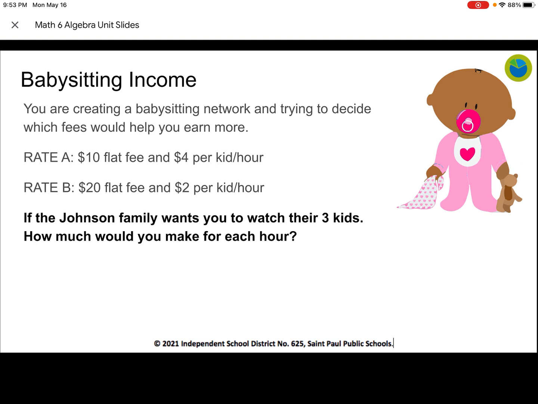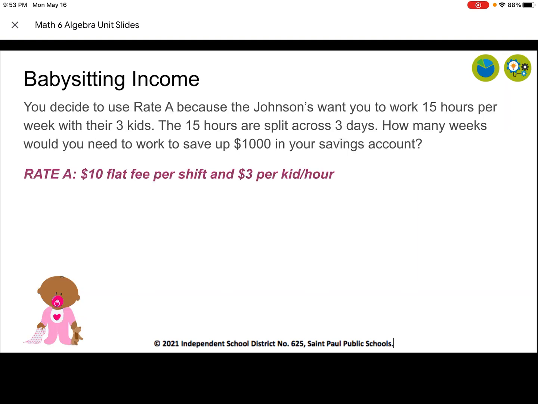So make up a table that shows both rate A and B, and do it for each hour, maybe up to 5 hours. I want you to make a table that shows the two. Show rate A and rate B. And then I want you to do babysitting income.